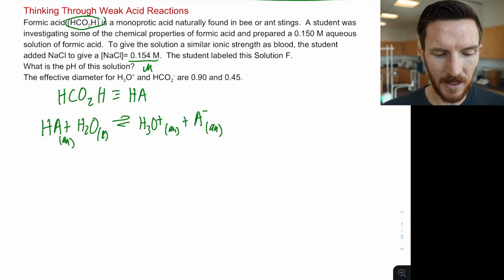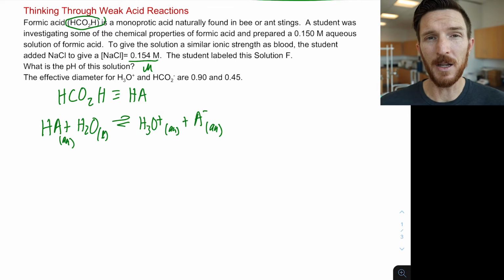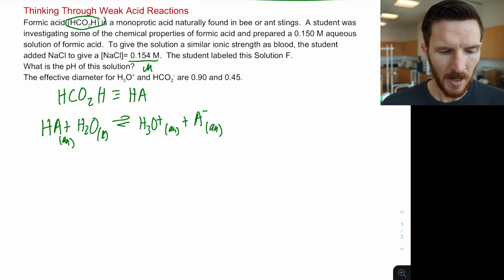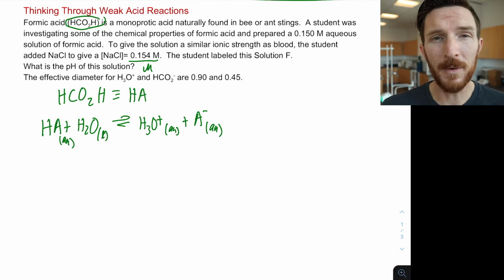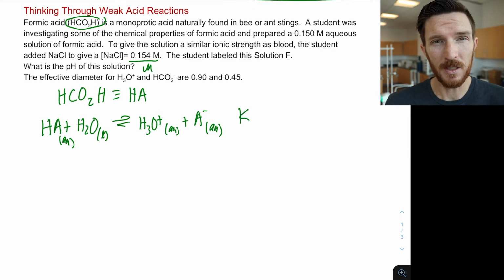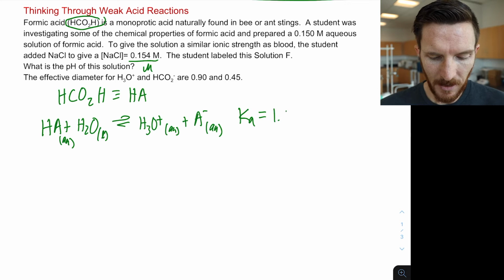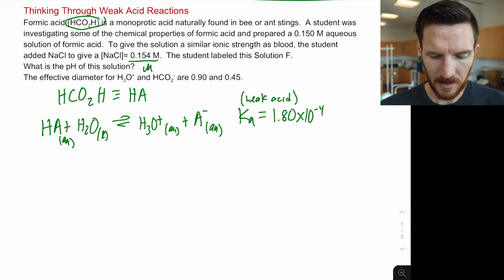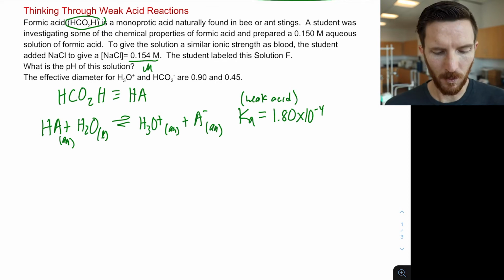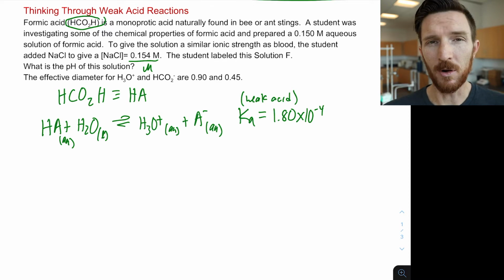Now that's dictated by what our Ka value would be, or if it's a strong acid. So we first look at that and think, okay, is this going to be a one-way reaction like we'd see with maybe nitric acid? Does it undergo some equilibrium? So I go to a Ka table and I find that I have a Ka of 1.80 times 10 to the negative fourth. What that lets me know is that this is a weak acid. So now we have a weak acid in solution. That's what our formic acid is going to do.